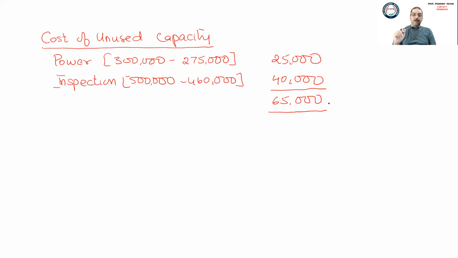Done. This is your question number 2. As I told you, problems can be sometimes very simple. Now we'll have comparison done with different methods of costing. Come to question number 3.